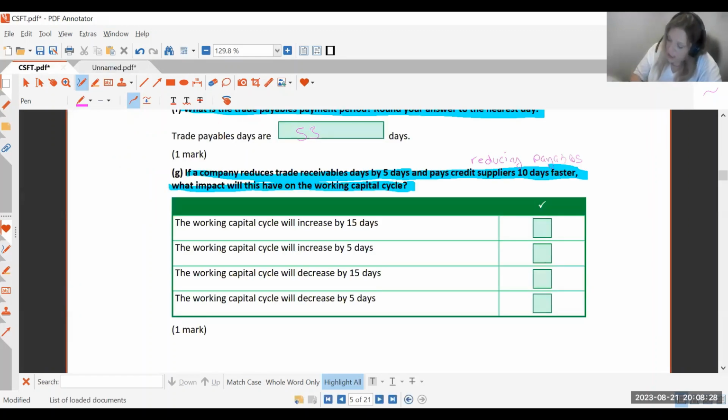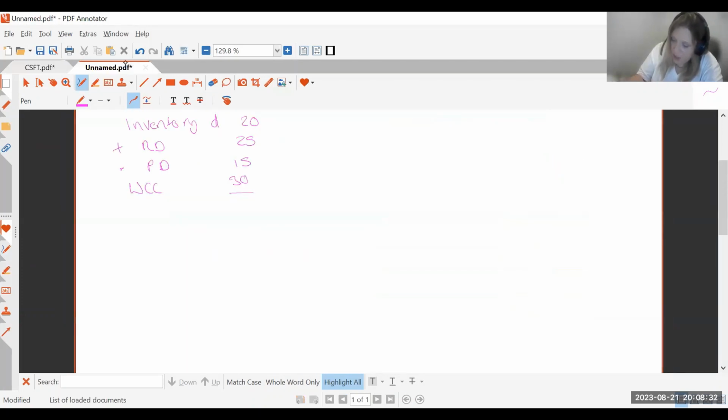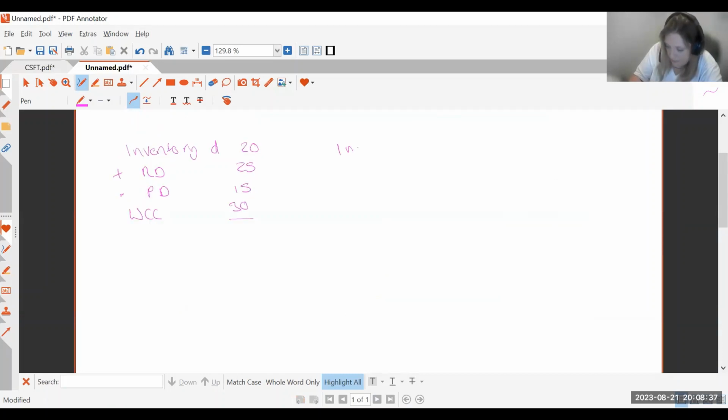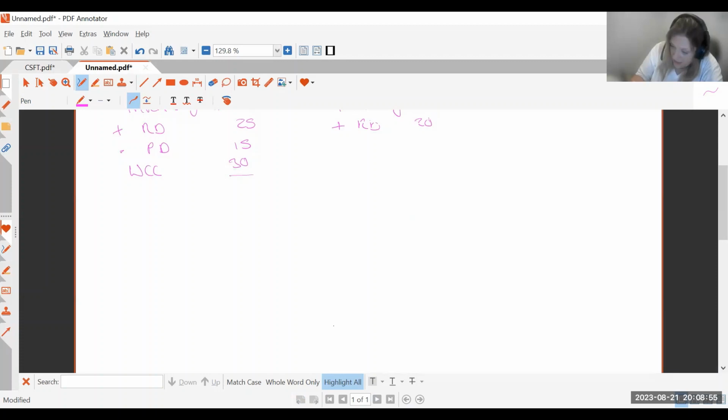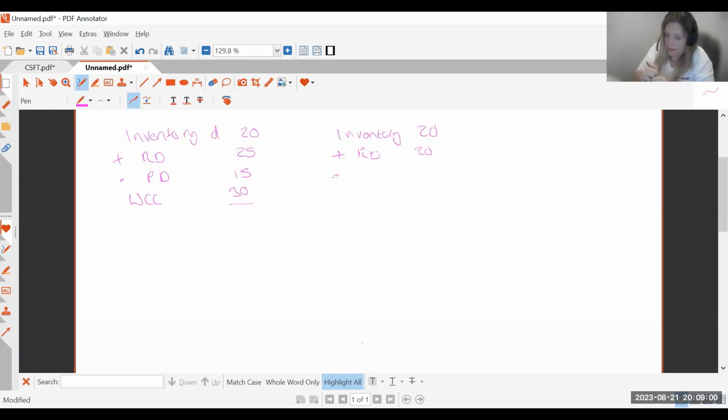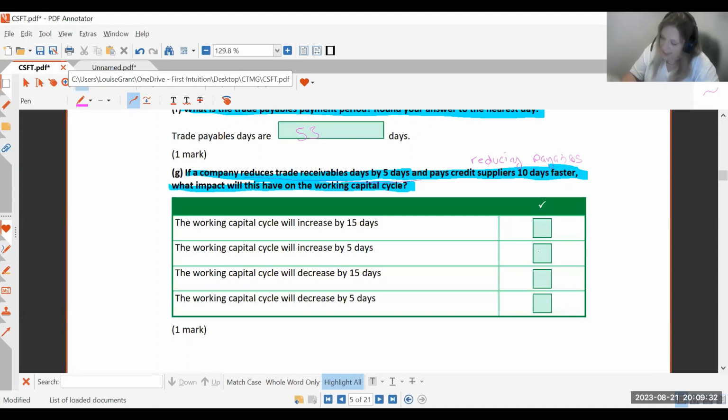So we're told that trade receivables reduced by 5 days. So let's go back over here and do this again. Our inventory stays the same at 20 days. Our receivables days have been reduced by 5 days, so they are now 20 instead of 25. And our payables days, we were told they were going to be reduced by 10 days. So our payables days have now become 5 days, because they were 15, we've reduced them by 10, they're now 5. Our working capital cycle is now 35. Okay? So our working capital cycle has gone from 30 days to 35 days. It's increased by 5 days. So this is going to be our answer.